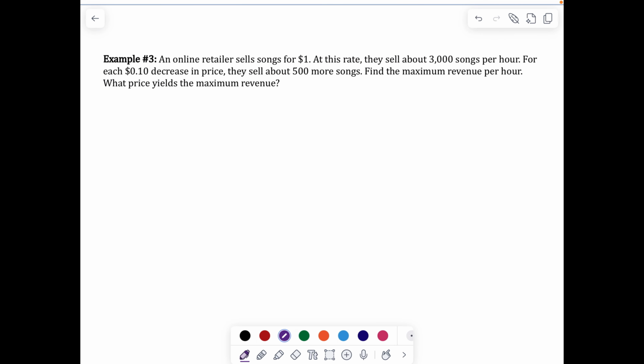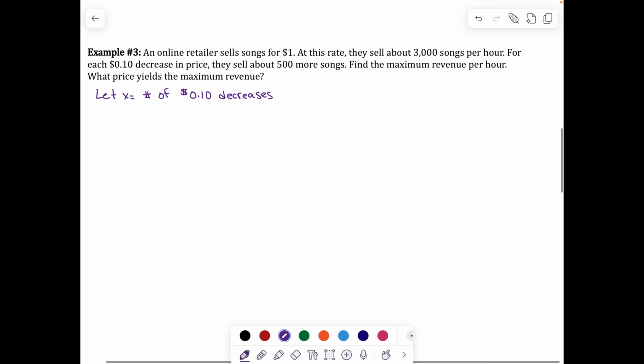Okay, final example. An online retailer sells songs for $1. At this rate, they sell about 3,000 songs per hour. For each 10 cents decrease in price, they sell about 500 more songs. We want to find the maximum revenue per hour and what price yields the maximum revenue. So I'm going to let X equal the number of 10-cent decreases. And I'm going to let R equal our revenue again.